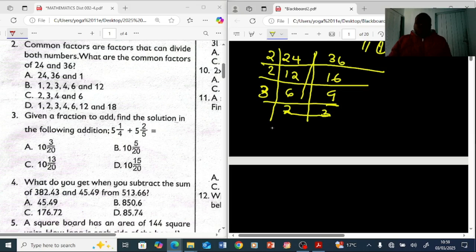So it means 24 can divide by 1, 36 can divide by 1, can divide by 2, 2 times 2, 4, can divide by 3, can divide by 4. 24 can divide by 6, and 36 can go to 6. 12 can go to 36 3 times. 12 can go to 24 2 times, therefore, 12.